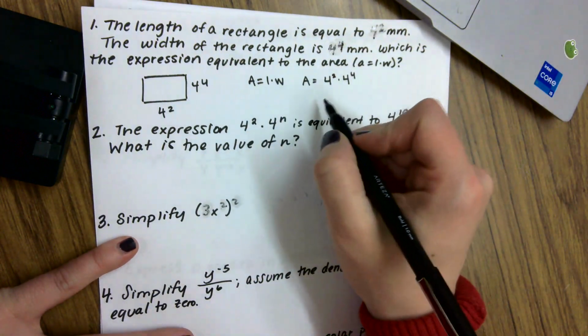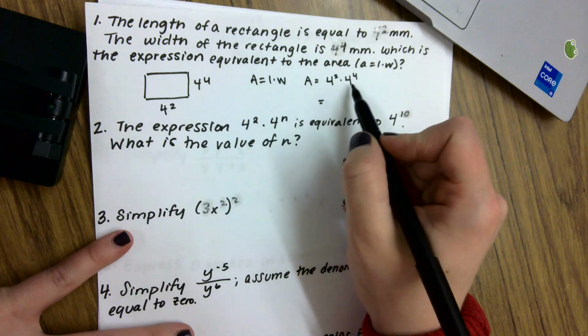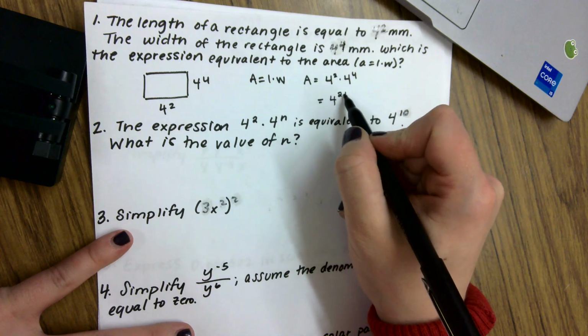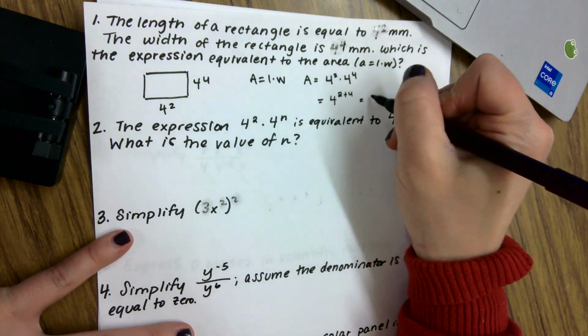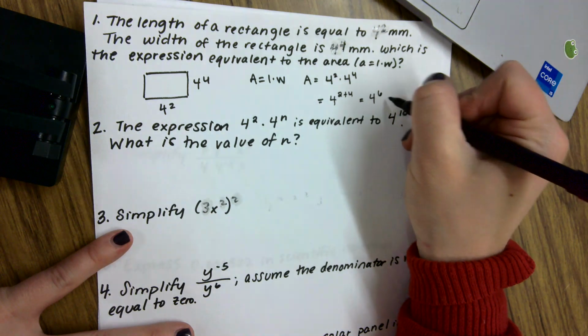But they're going to give you multiple choice answers. And so what you would do is I have the same base, I'd keep it, and then I would add my exponents. So your answer is going to be 4 to the 6 millimeters.